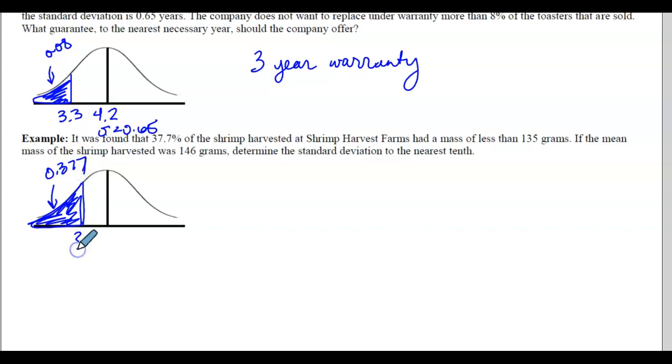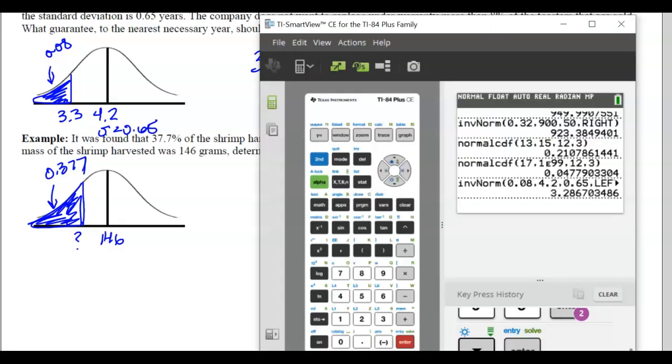We want to find that value. We know the mean is 146, but remember what you have to put in your calculator. In your inverse norm, you have to put the area or the probability, the mean, and the standard deviation. We don't know the standard deviation, so this is the case where we need to figure out the Z-score first, and then use that formula to calculate the data value.